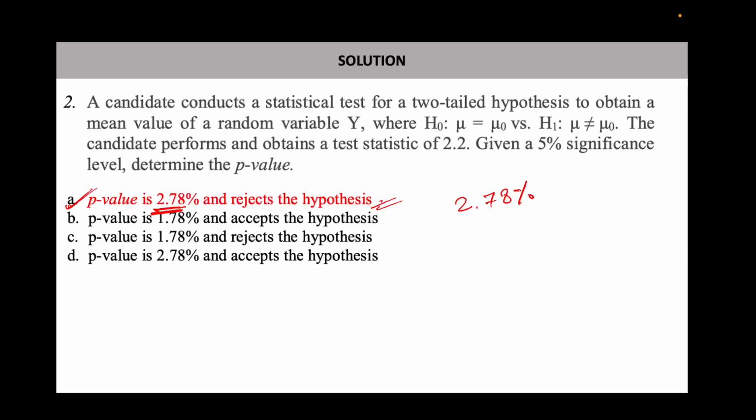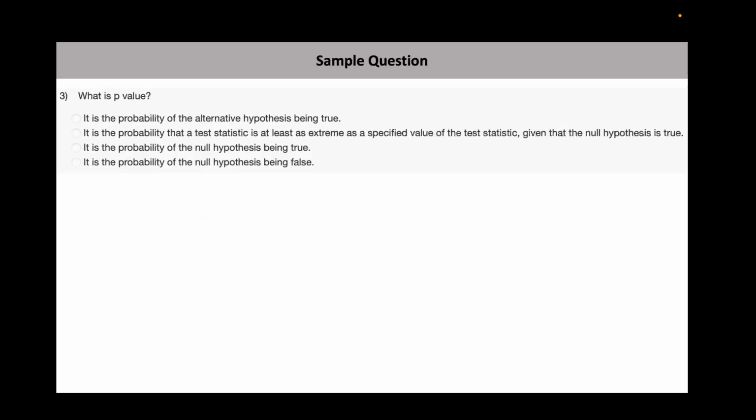So I hope this is clear. To solve these kinds of questions, you need to know the values for the z statistic, for which we need to know the standard distribution table for z statistics, and it's very simple to calculate this. Now let's move on to our next question.